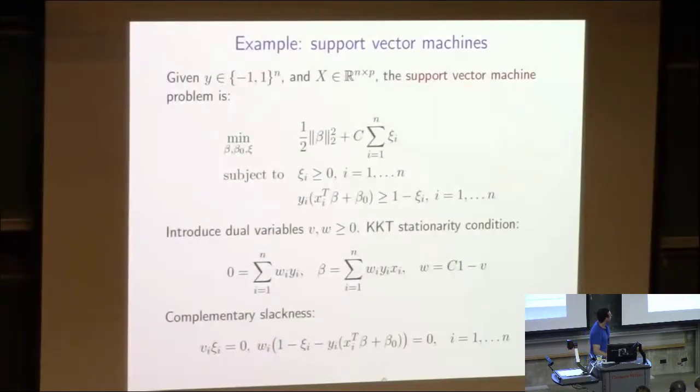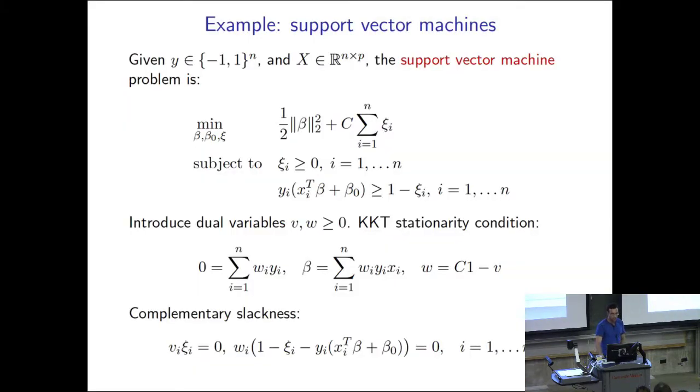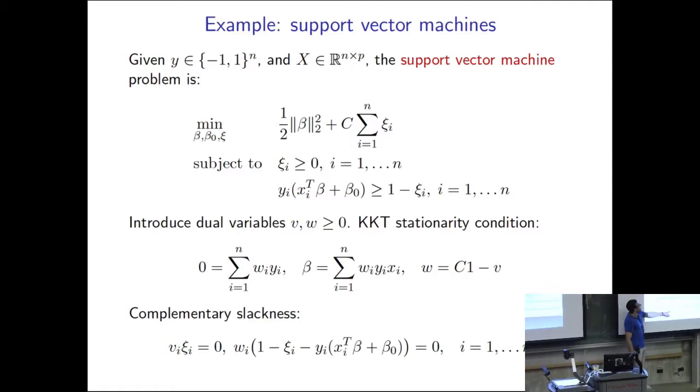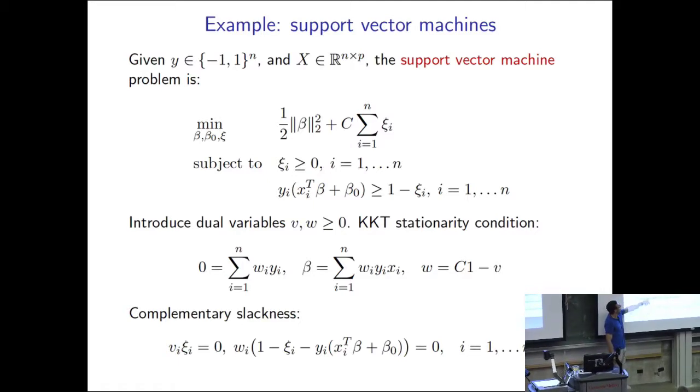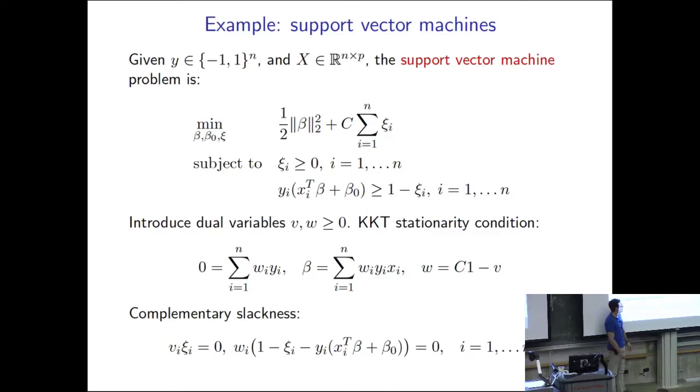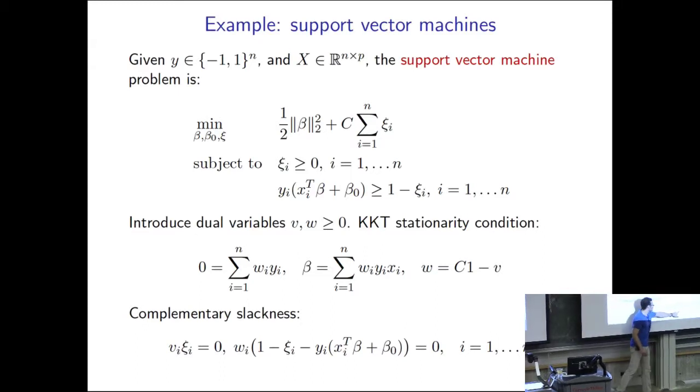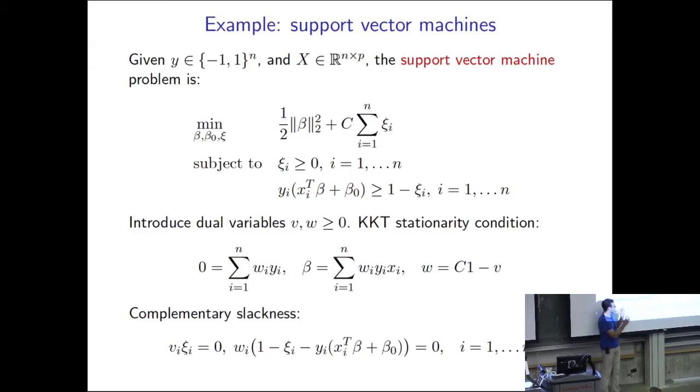And complementary slackness here for the SVM problem is actually quite important and interesting. Complementary slackness is a pair of two conditions because we have two sets of inequality constraints. The first is that v_i times psi_i must be equal to 0 for all i. This is the dual variable corresponding to that inequality constraint. And the second one is that w_i times its corresponding inequality constraint function must also be equal to 0 for all i. And that is this thing: 1 minus psi_i minus y_i times x_i transpose beta plus beta naught.